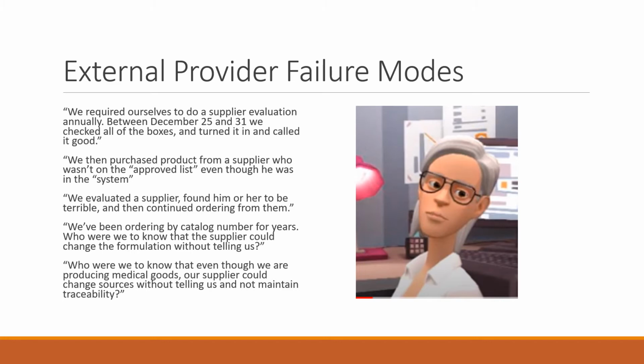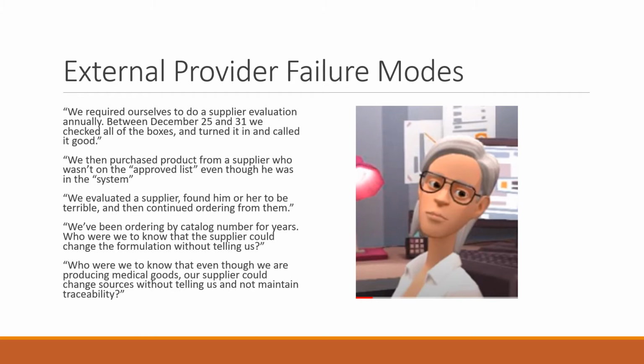Second one, we purchased product from a supplier who wasn't on the approved list, even though he was in the system. So if your definition of approved is people that are in the system, you have to police that somehow. Here's another one. We evaluated a supplier, found him or her to be terrible, and then continued ordering from them. That's probably not good.